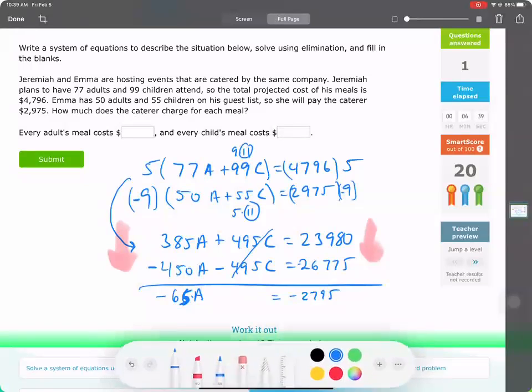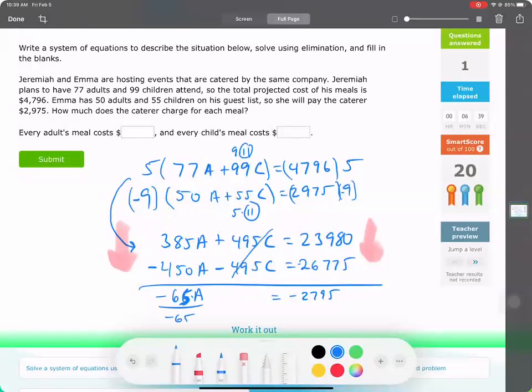So A, we're going to divide both sides by negative 65. Negative 65. Again, I'm doing this on my calculator. A is equal to positive 43. So the adult meals are $43. I would never have guessed that in my entire life. But we have this method of elimination where I could make the variables look like each other by multiplying. And then if those go away, we can solve for our single variable.